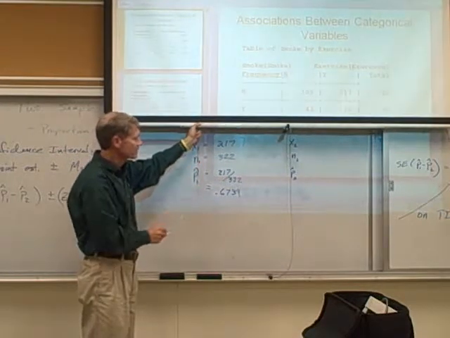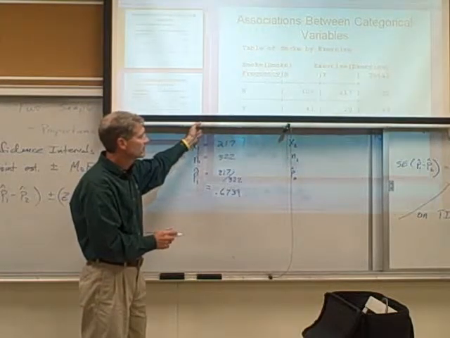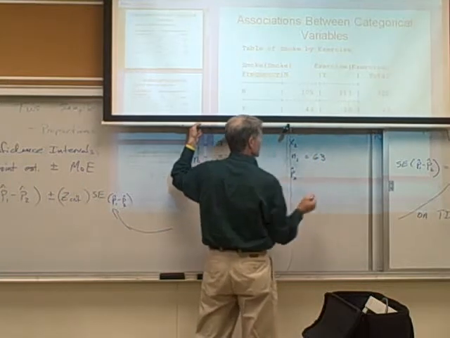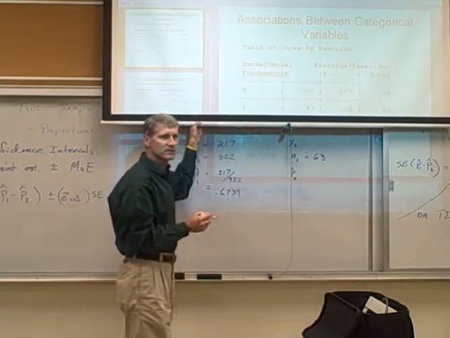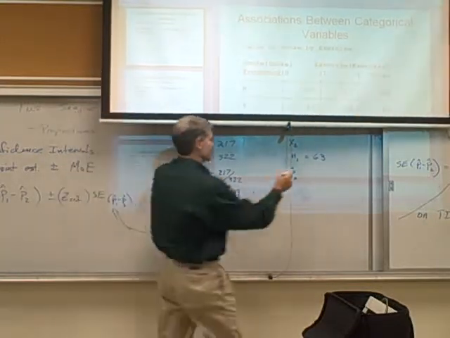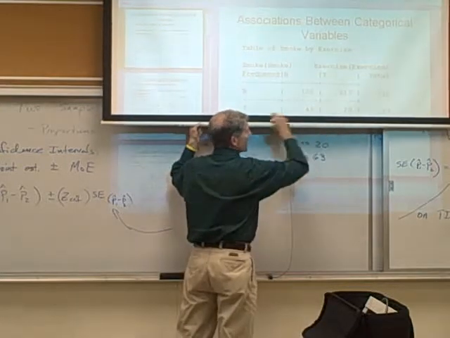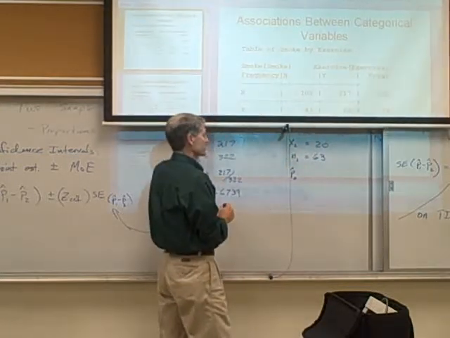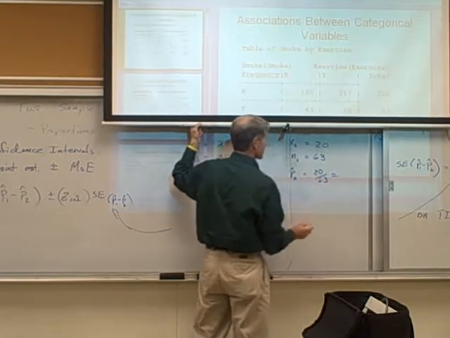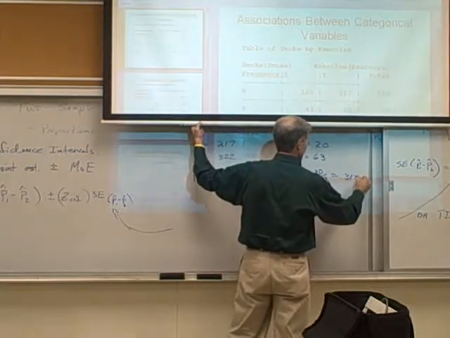Okay? Now, let me pull this down just a little bit. Give me the same values for my second sample, for smokers. 63 total, so that's N2. X2 is, what'd you say? 20, good. There were 20 people who said yes, they exercised, among the ones that said they were smokers. So my P hat is 20 over 63, which is 0.3175.